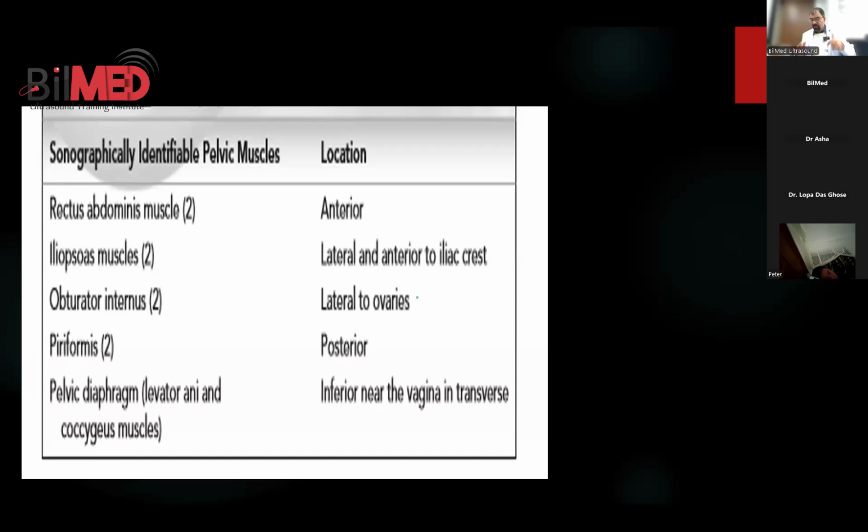But repeating the first statement that ovary does not have a fixed location, so you can see any muscle there. But as a general rule, it is the obturator internus which will be lateral to ovary.